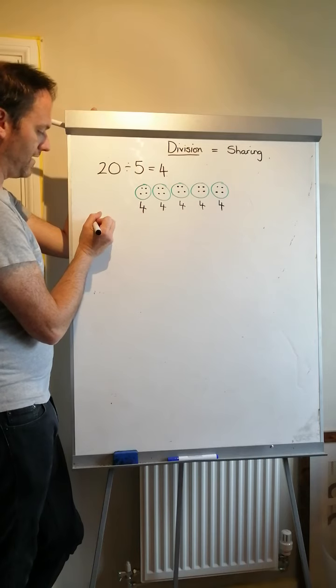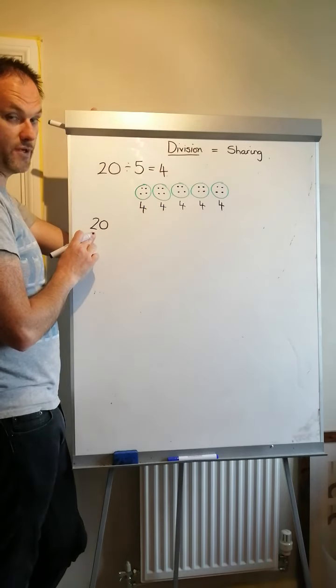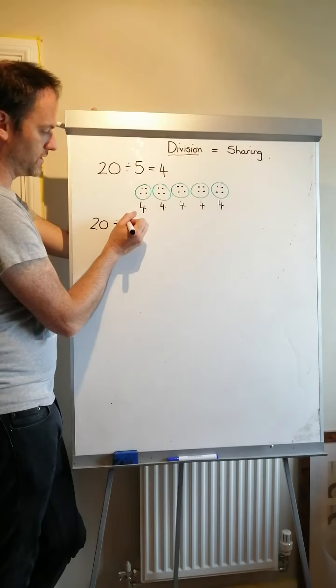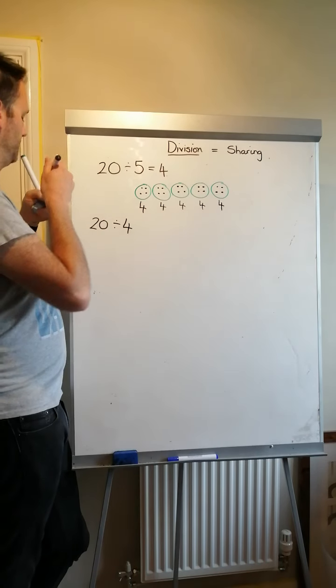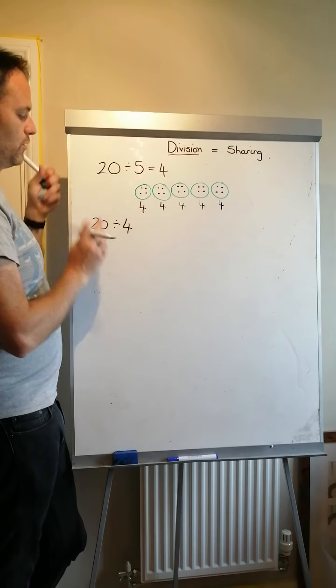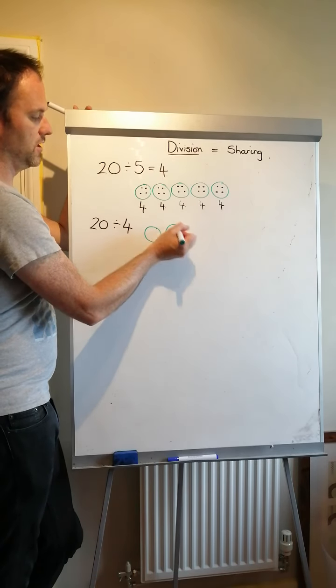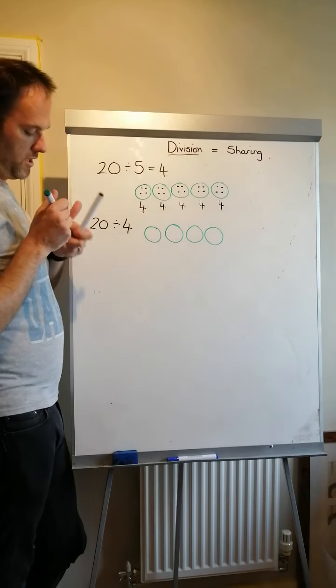Okay? Doing it the other way around. Remember, even if we do it the other way around, we have to start off with the total. So the 20 doesn't move, it's the other two numbers that do. So this time we're going to check by dividing by 4. So we've still got 20 as our total. We need 4 groups this time. 1, 2, 3, 4.